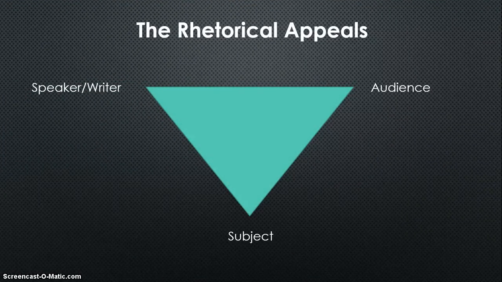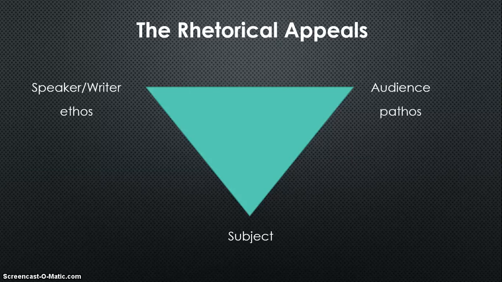So, in addition to the three elements of communication, we add some corresponding rhetorical appeals. With the speaker or writer, we have ethos. With the audience, we have pathos. And with the subject, we have logos.